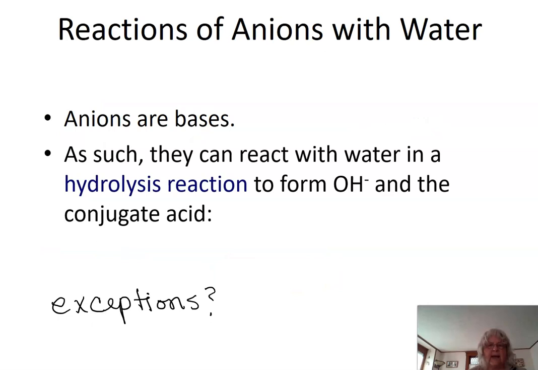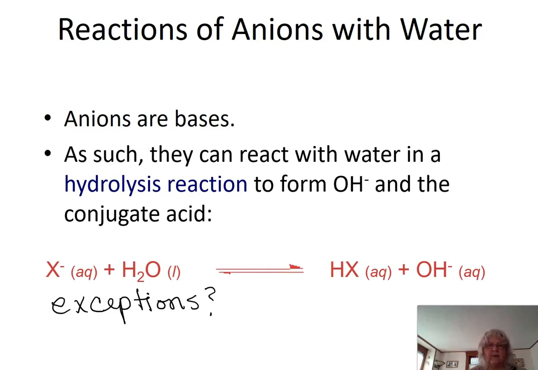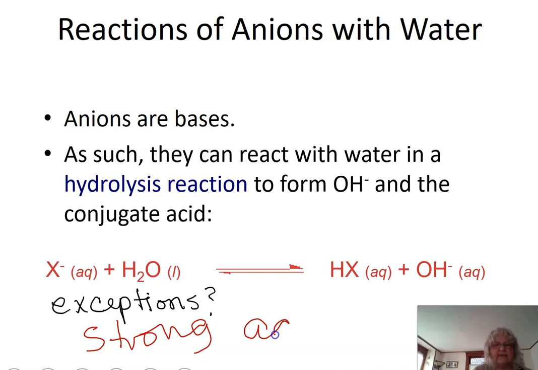So anions would typically react with water to reform the acid that they come from. So it's what we refer to as a hydrolysis reaction, and it leaves behind a hydroxide ion. So these anions, remember, are negative ions. They produce the negative part of water, hydroxide ion. Now, can you think of things that would be exceptions to this? What kind of anions wouldn't do this? And the answer to that is the strong acids. So the anions of the strong acids won't be able to hydrolyze because they're completely dissociated. There's no equilibrium constant.